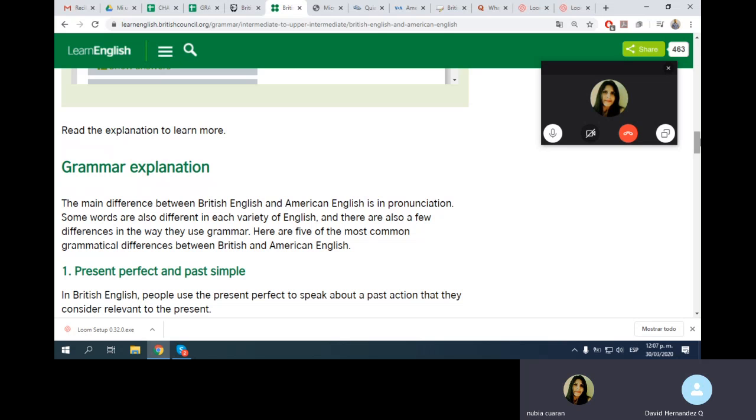Grammar explanation. The main difference between British English and American English is in pronunciation. Some words are also different in each variety of English. And there are also a few differences in the way they use grammar. Here are five of the most common grammatical differences between British and American English.